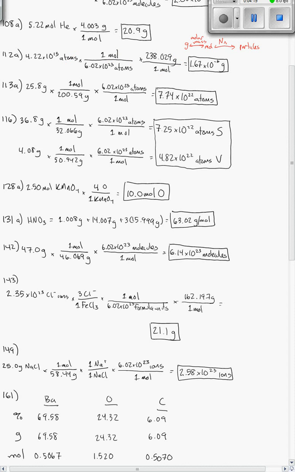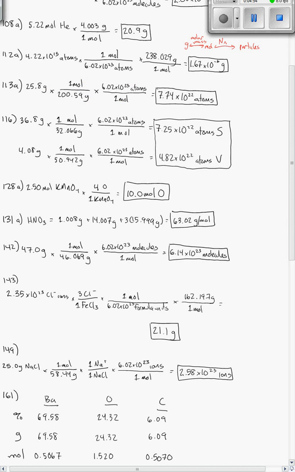In number 113A, we're working in the opposite direction. So in this case, we're starting with grams, and we want to end up with particles. In this case, the particle we're talking about is atoms. So we use our molar mass to get us from grams to moles. We divide by molar mass now because we want to cancel out grams and get moles. Once we're in moles, we can then go from moles to atoms. When you go from moles to atoms, you multiply by Avogadro's number. That allows you to cancel out your moles and end up with atoms. So the final answer to this one is 7.74 times 10 to the 22nd atoms.